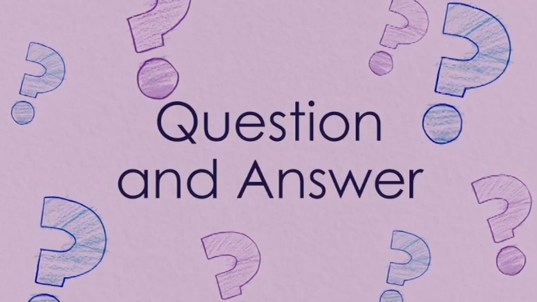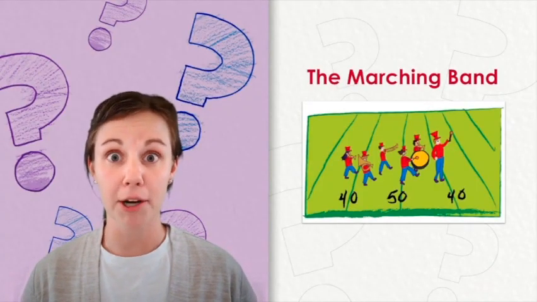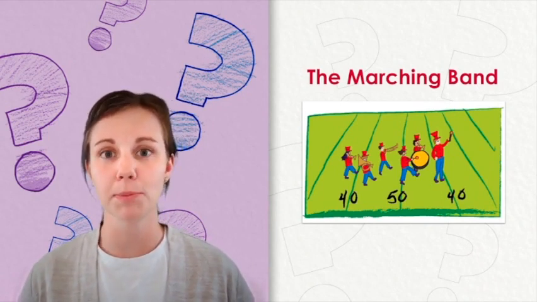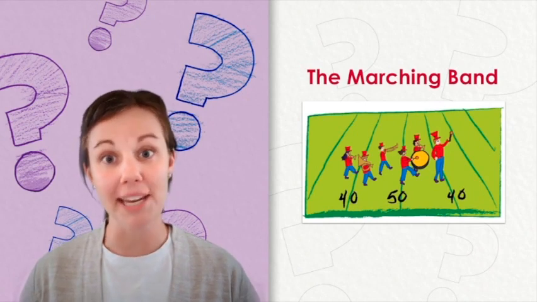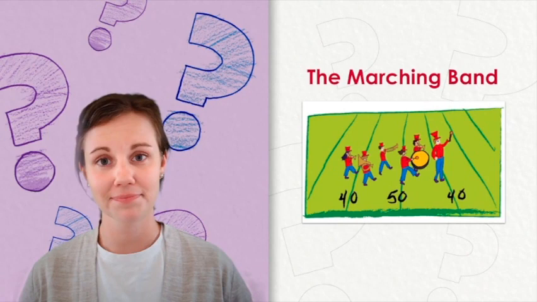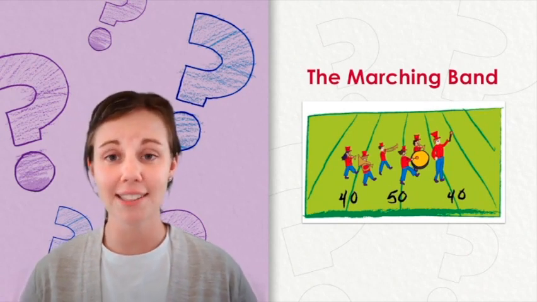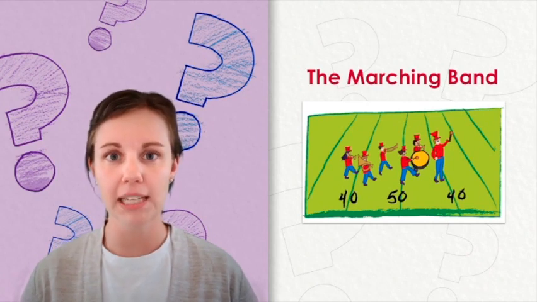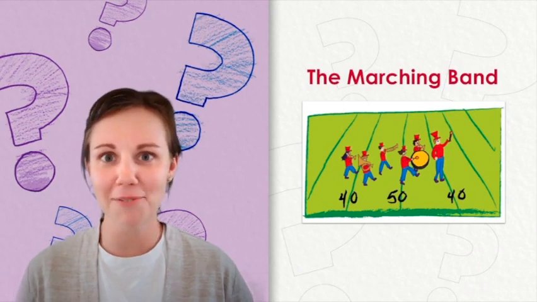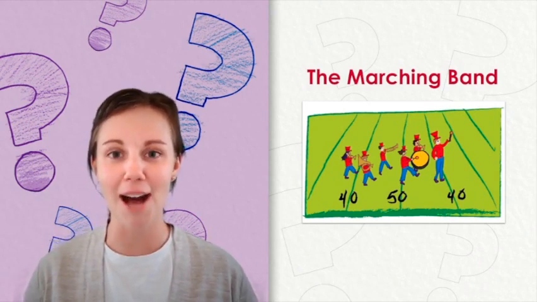Question and answer. Before we reread the marching band decodable book, I have some questions about the excerpt we just read. What was happening on that page? Yeah, we heard that Sam loved the marching band, and he hoped to play in it one day. He couldn't even focus on the football game because he was dreaming about being in the band. Great job!